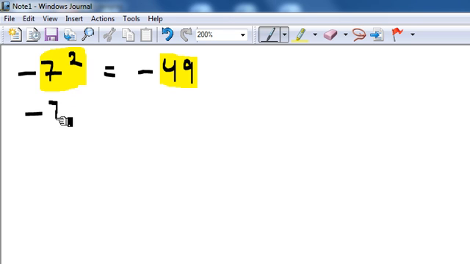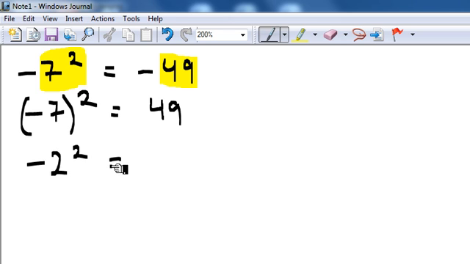But if we have it like this, -7 within brackets, and then index 2, it's going to be -7, this whole thing, -7 times -7, and that's plus 49. So we just write 49. Same thing here, -2 index 2. We do this first. 2 index 2 is 4, and then we have the minus sign in front of it, so -4.